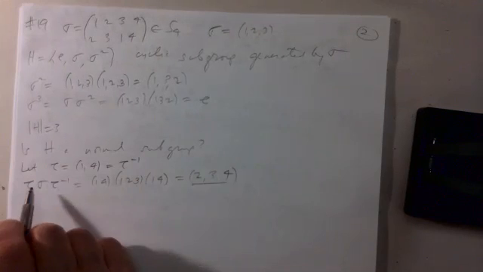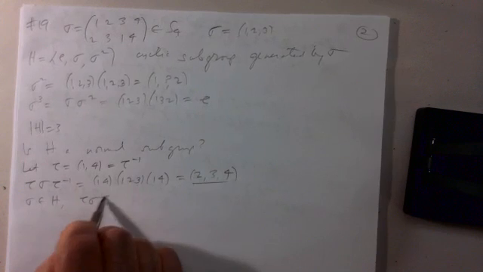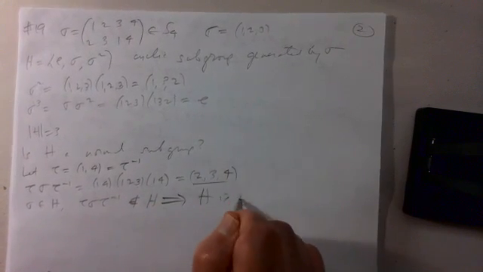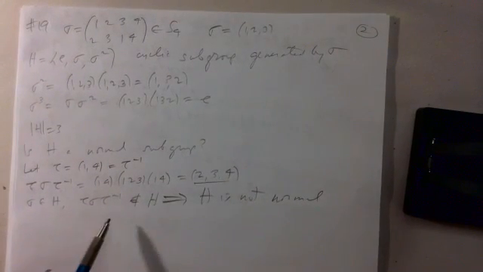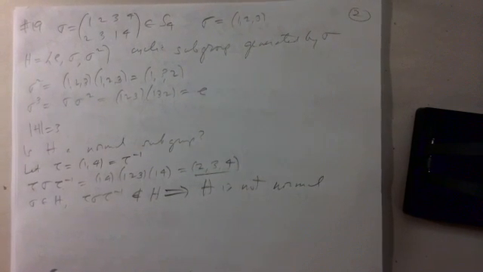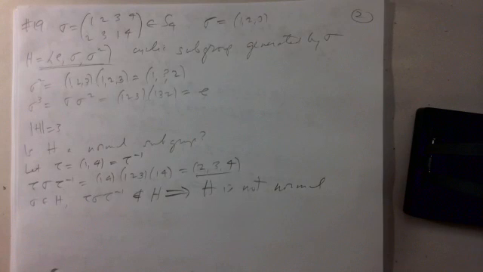So sigma is in H, but tau sigma tau inverse is not in H. So H is not normal, because if a subgroup is normal, it contains all of its conjugates. The 3-cycle (2 3 4) is not a permutation in H.